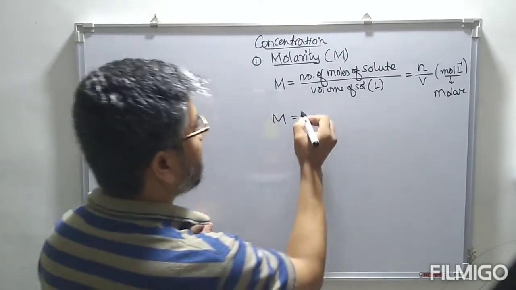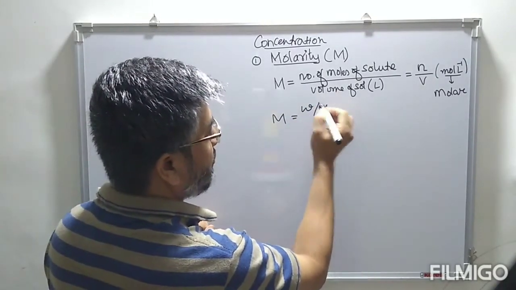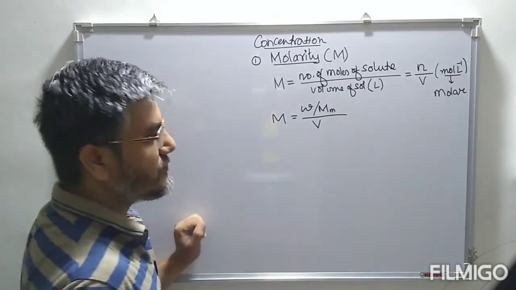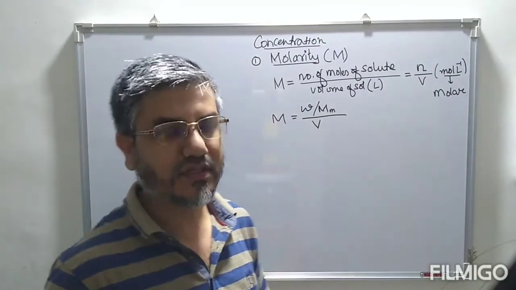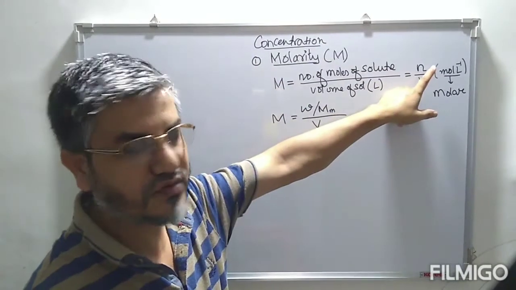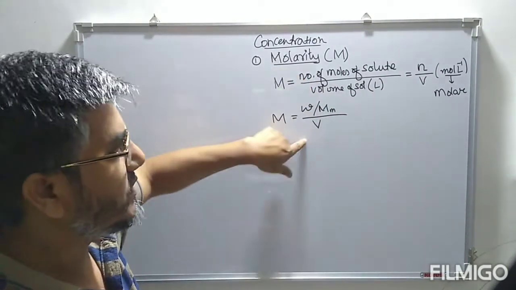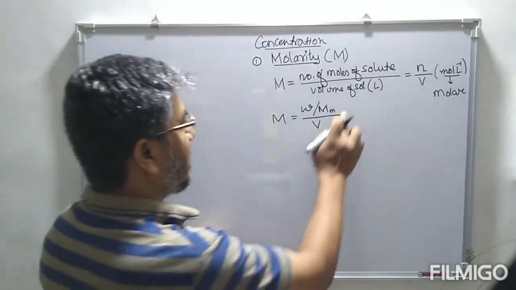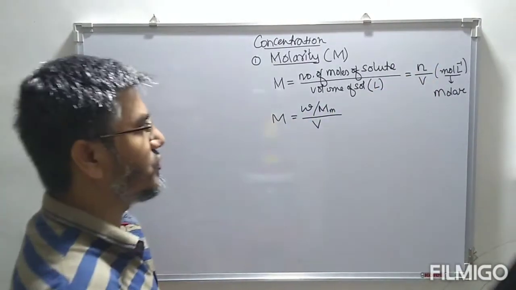So therefore look at this, this is mass of solute divided by molar mass of solute divided by volume of solution. So if mass is given, then to define this concentration we have to convert this mass into number of moles. So divide this mass by molar mass, so this gives you number of moles, and divide this by total volume of solution, that gives you the molarity of solution. So this W by M, molar mass, that is number of moles.